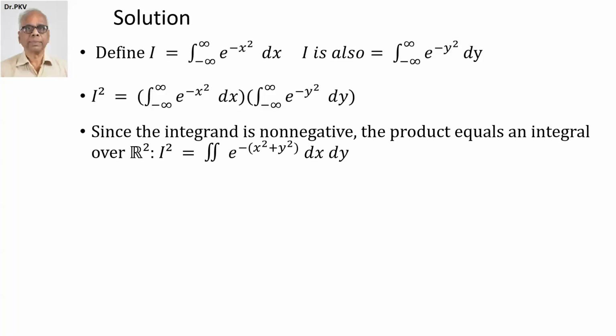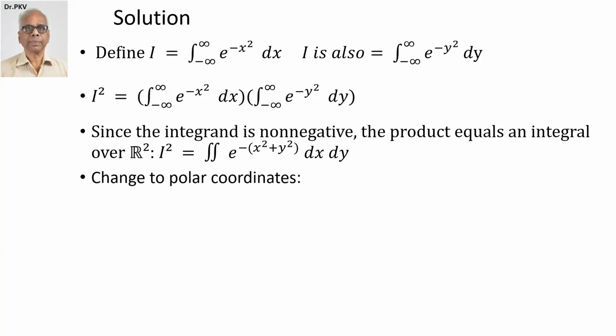Since the integrand is non-negative, the product equals an integral over the real space R squared. I squared becomes a double integral over the domain minus infinity to plus infinity, minus infinity to plus infinity, of e raised to the power minus (x squared plus y squared) dx dy.